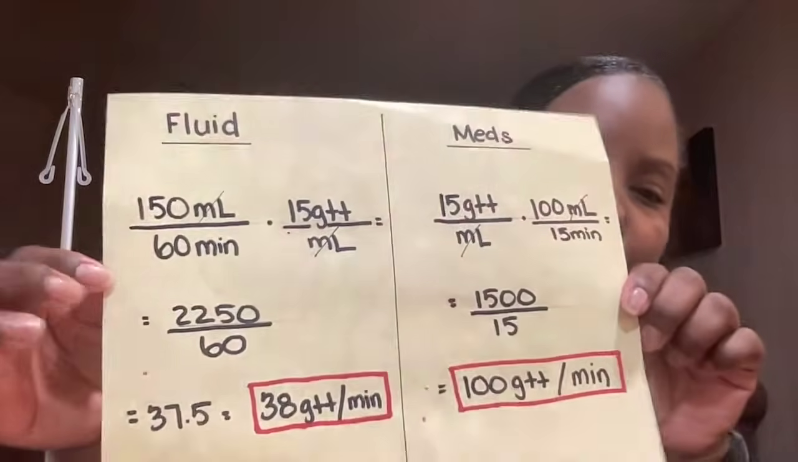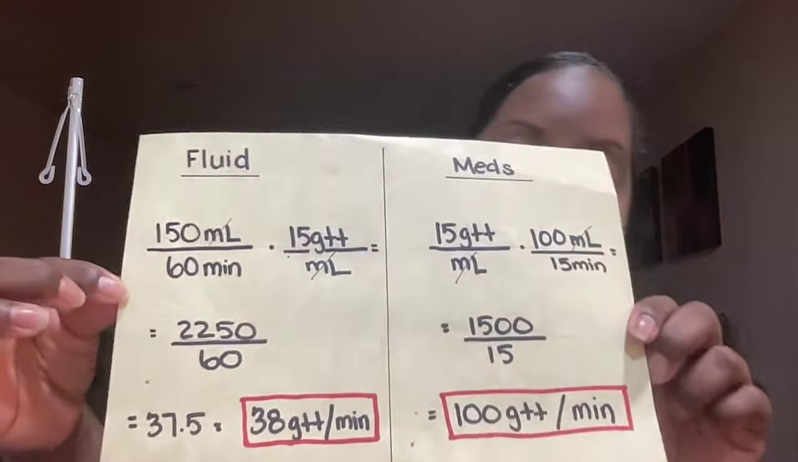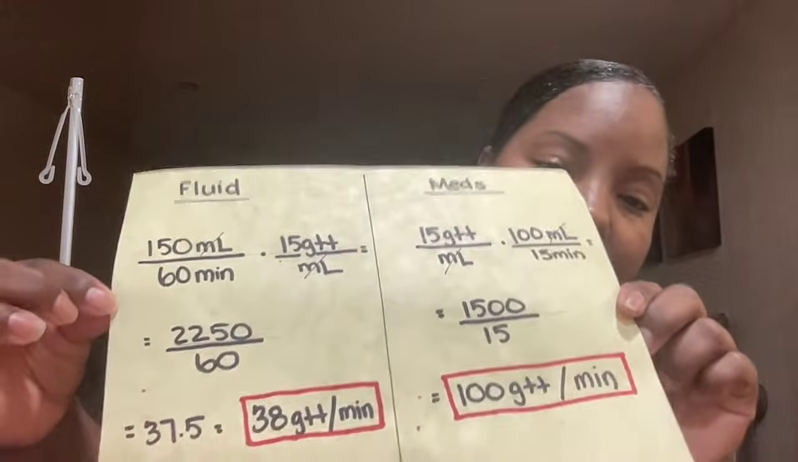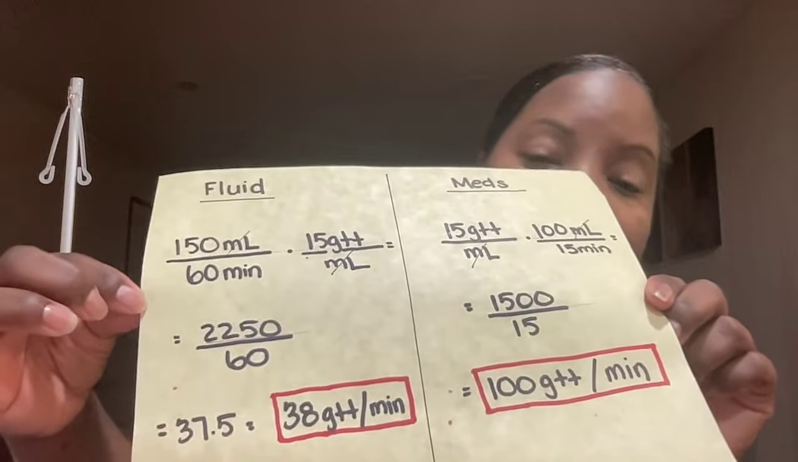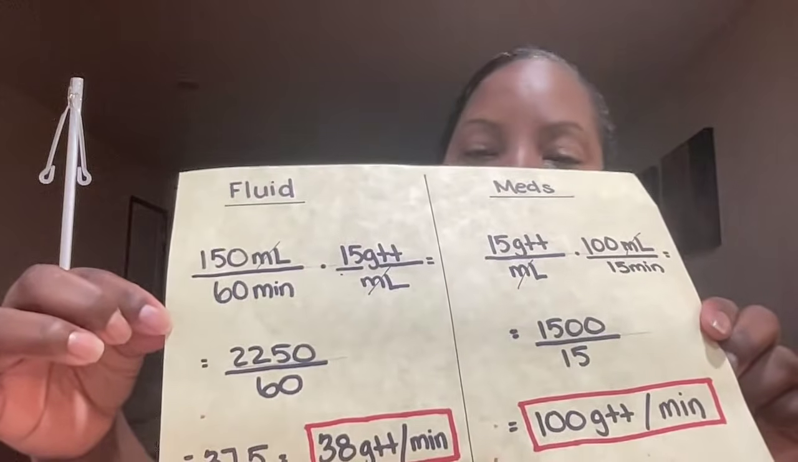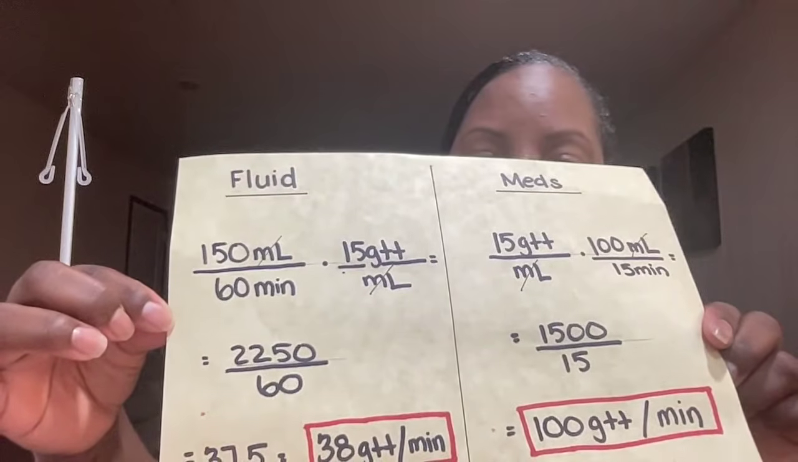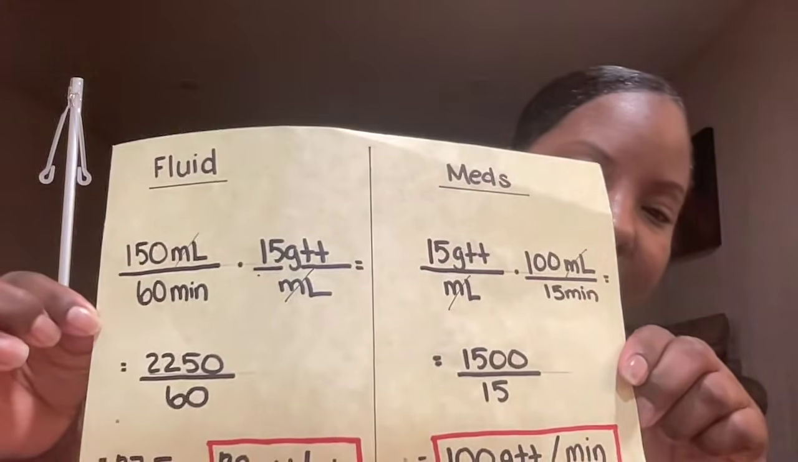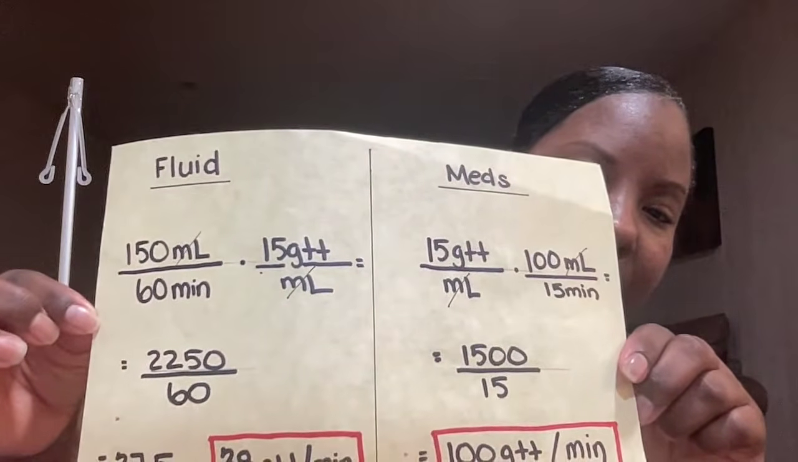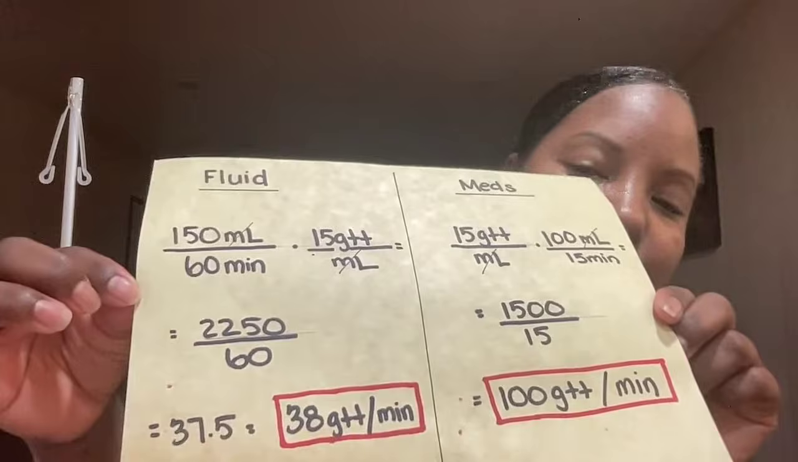For today's order, the doctor has ordered 150 milliliters of fluid over 60 minutes at a 15 drop factor. So that's going to be 37.5. We're going to round it up to 38 drops per minute. For the medication, it's going to be 100 milliliters over 15 minutes at a 15 drop factor. So that equates to 100 drops per minute.